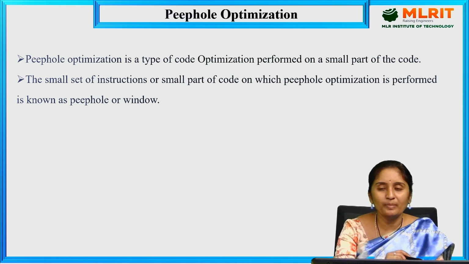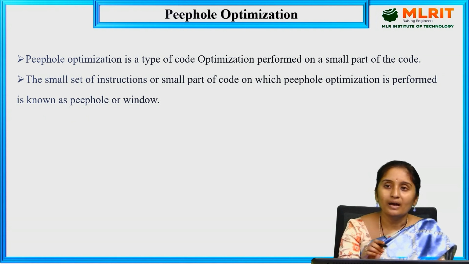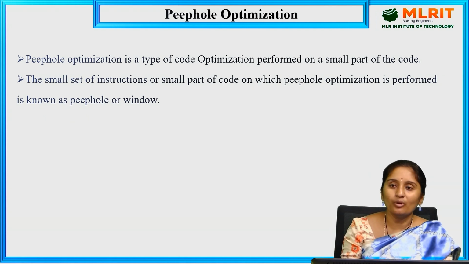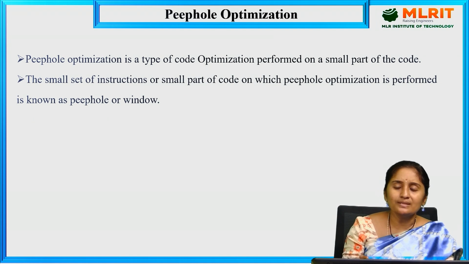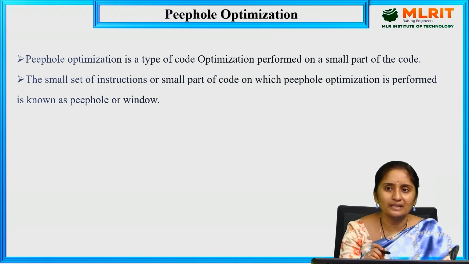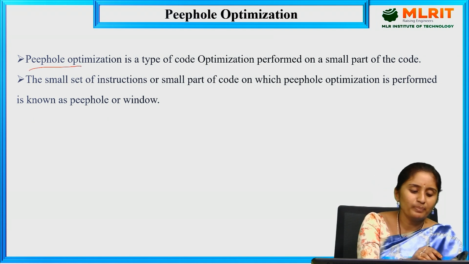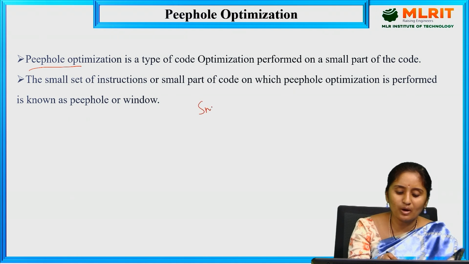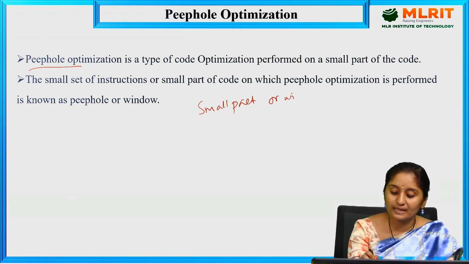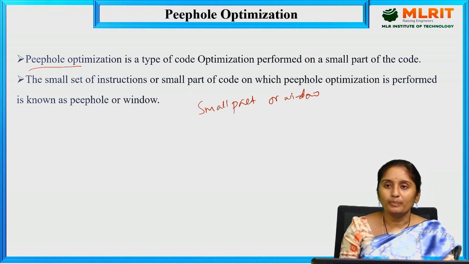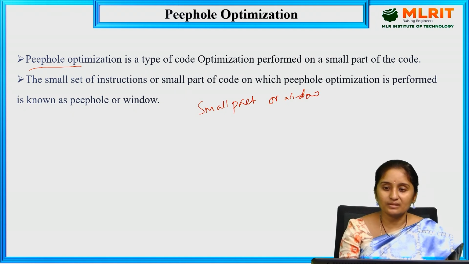Peephole optimization is one of the code optimization techniques. It is applied after the target code. The source code is converted into target code, and after completing the target code, the peephole optimization is applied. It is applied on a small piece of instructions. The name itself, peephole, tells us it is a small window or small part of instructions.